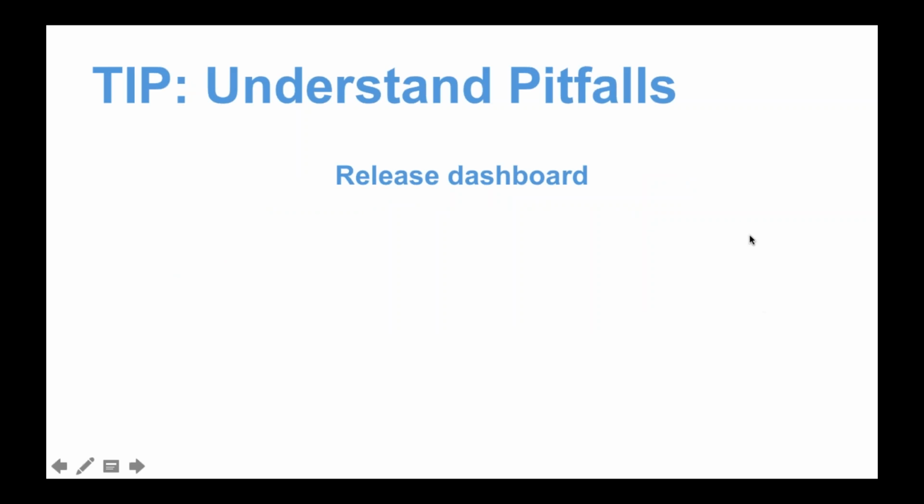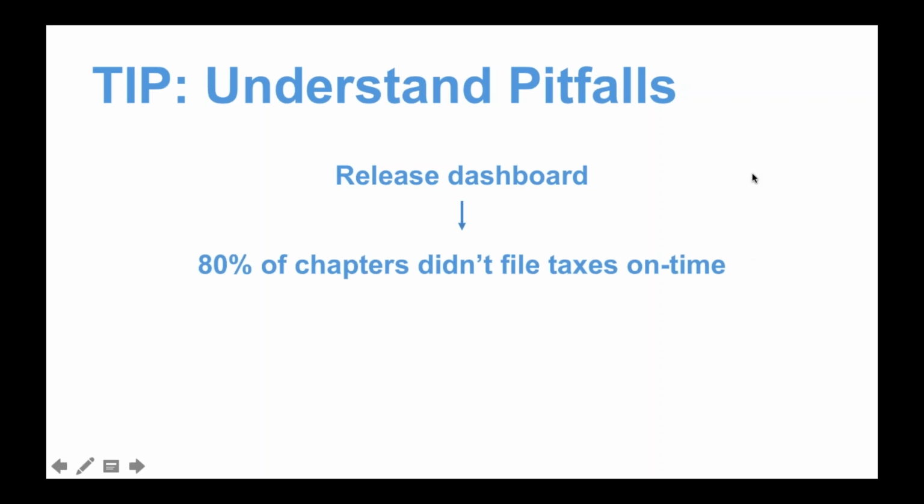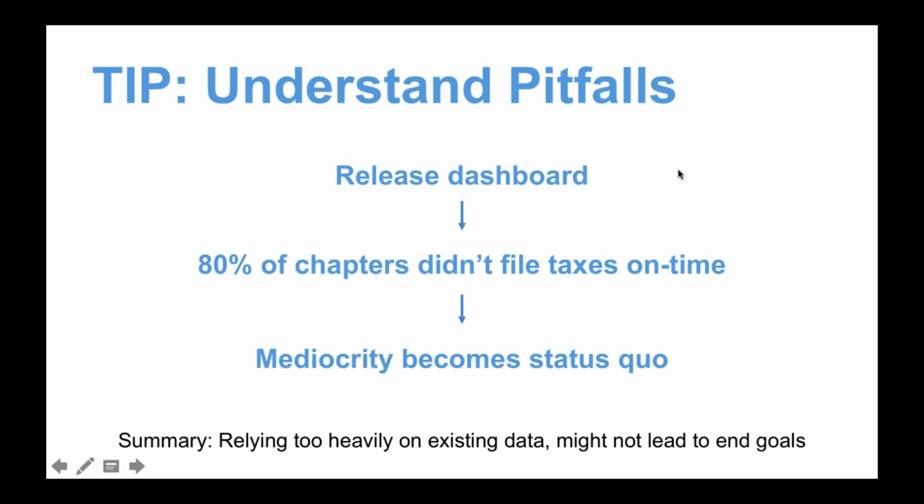Real quick tip here as we're getting to the end of the webinar is just understand pitfalls. All right. So for instance, if you release the dashboard and 80% of your chapters don't file taxes on time, okay, mediocrity becomes the status quo. So relying too heavily on existing data might not lead to your end goals. Just because you rolled it out doesn't mean that it's working. Just because it took you a long time and a lot of effort doesn't mean it's working. So start small, see the results.